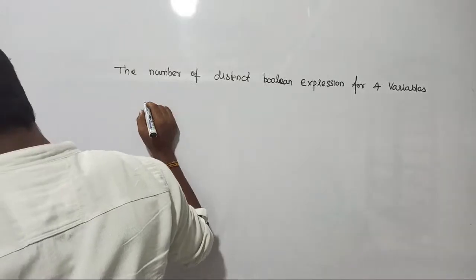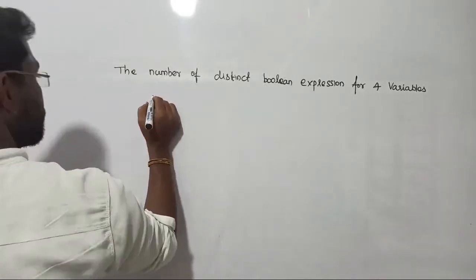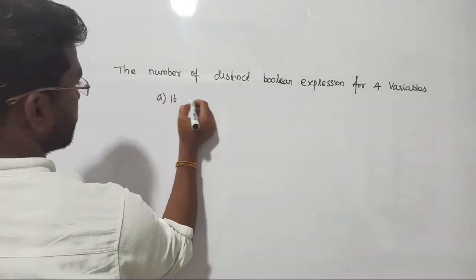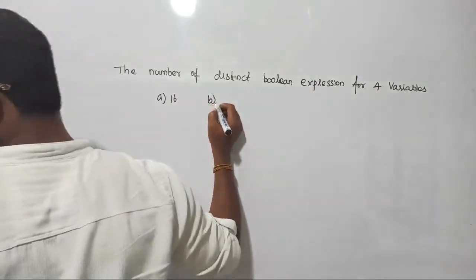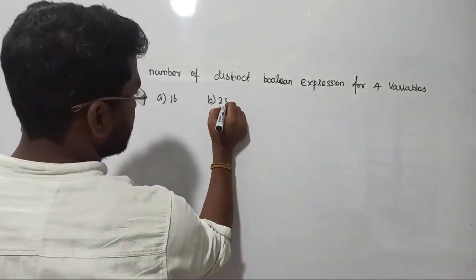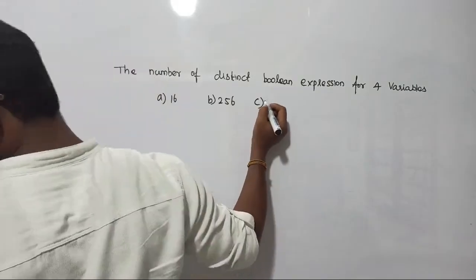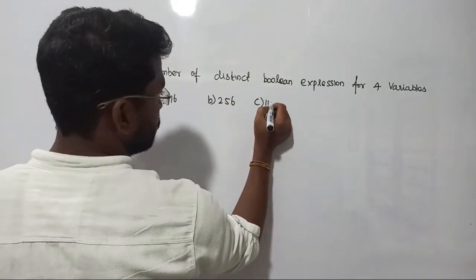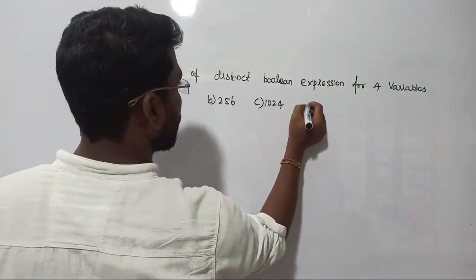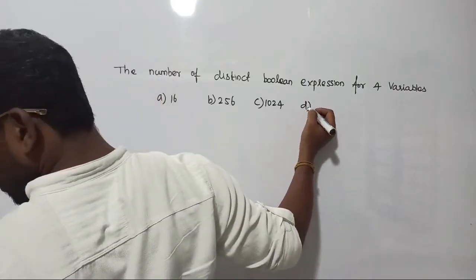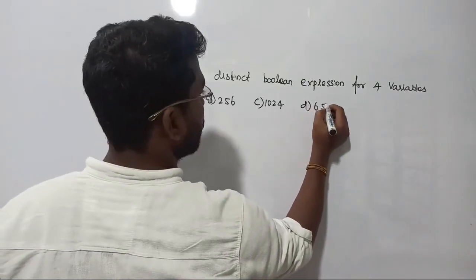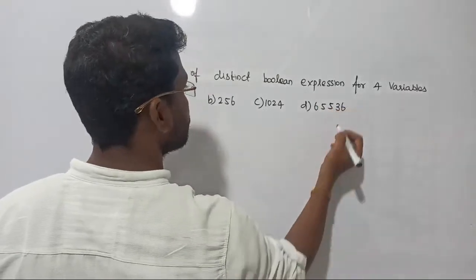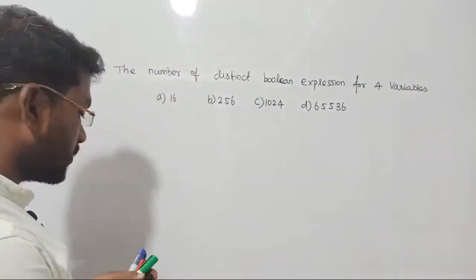Can anyone please post the answer? I'm just waiting for your answer because it's pretty simple. We all know how to bring the answer for this one. Option B, they said 256. Option C, 1024. Option D, they said 65536. Did anyone get the answer?